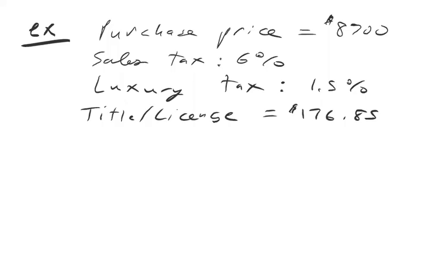So first of all, to find the sales tax, using colors just for fun, we would just take the purchase price, $8,700, and multiply that by the sales tax, which is 0.06. Let me pull my calculator out here. 8,700 times 0.06. That's $522.